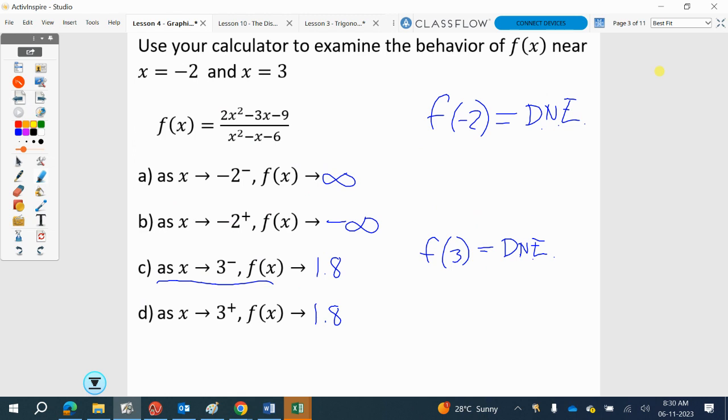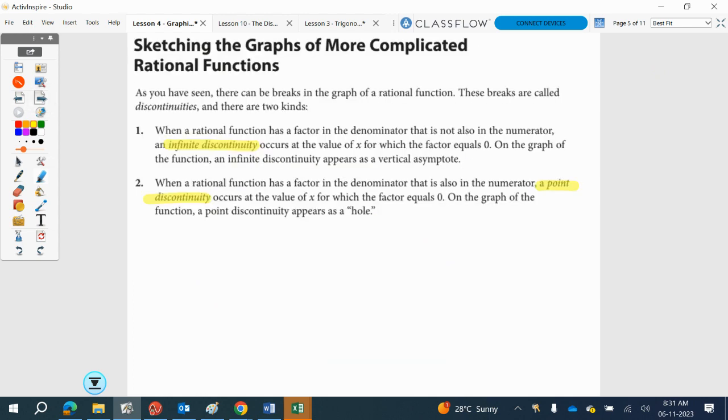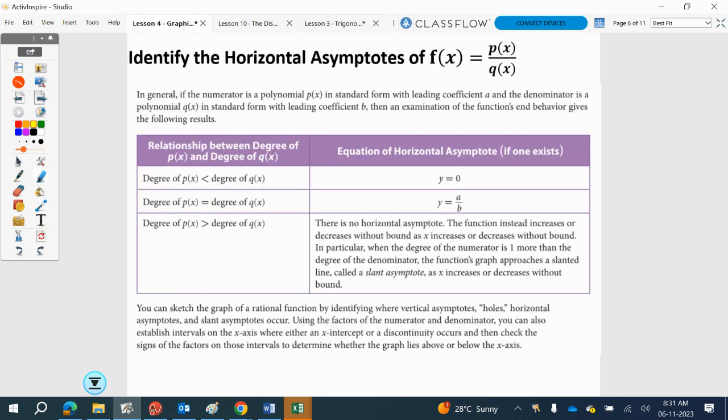The easiest way to examine each one is to also factor the top and then just see which ones cancel out. So if they cancel out, that's a point discontinuity. If they don't cancel out, that's a vertical asymptote. Super easy. Don't know why it's taken me half an hour to explain this.